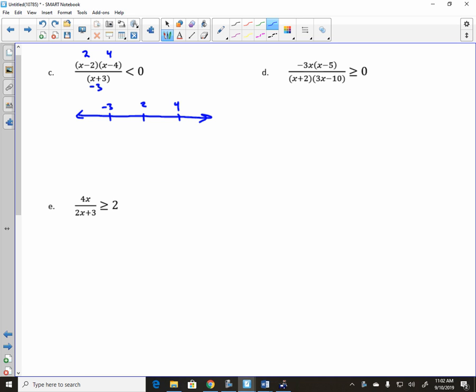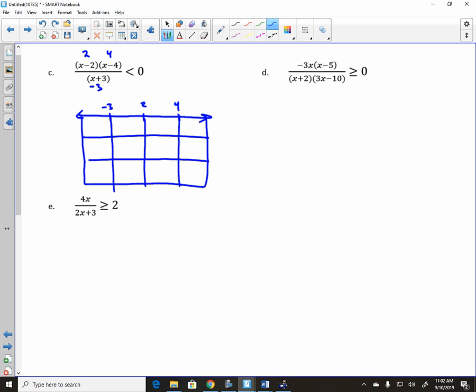Now that I have those in place, I make a chart. The chart has rows and the chart has columns. The number of columns is one more than the number of zeros. So since I have 3 zeros, I'm going to have 4 columns. I then make rows. There's a row for each factor. So there are 3. X minus 2, x minus 4, x plus 3.